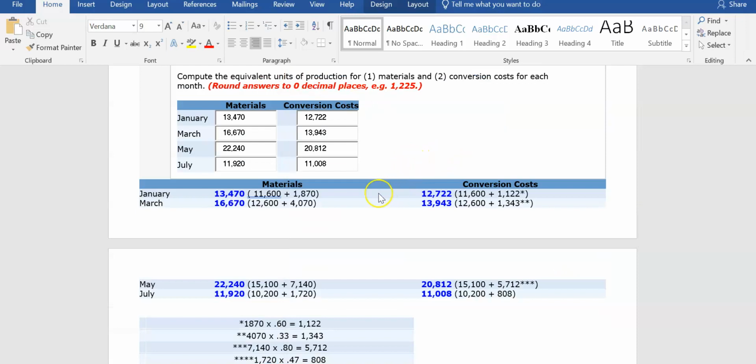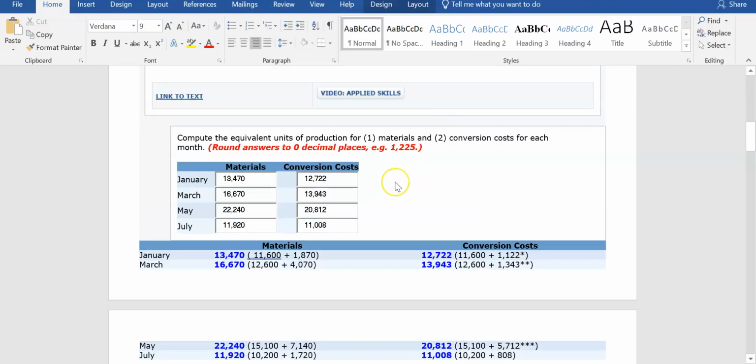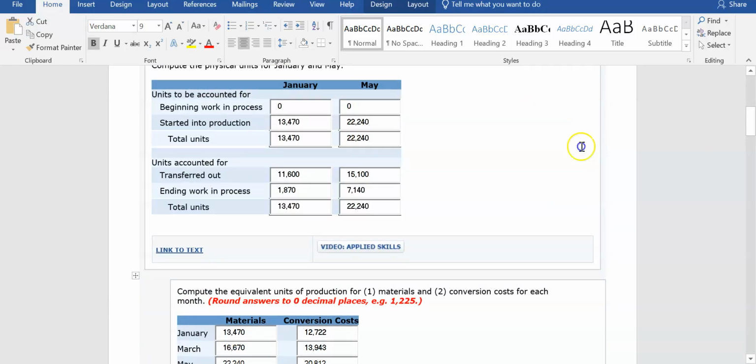Now let's calculate the equivalent units. Remember, equivalent units are going to be taking into account the number of units that could have been made if the amount of the material efforts or the amount of the conversion efforts had only focused on making whole units. Let's start with materials. The number of units that the company had transferred out during January were 11,600 units, and they had 1,870 in process.